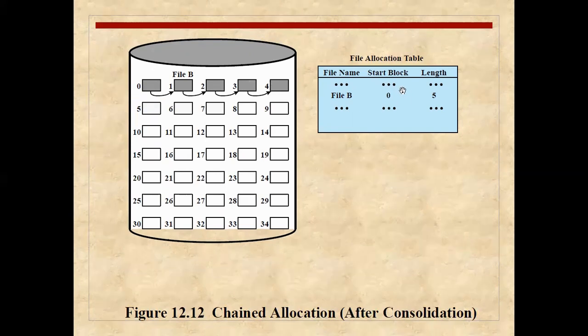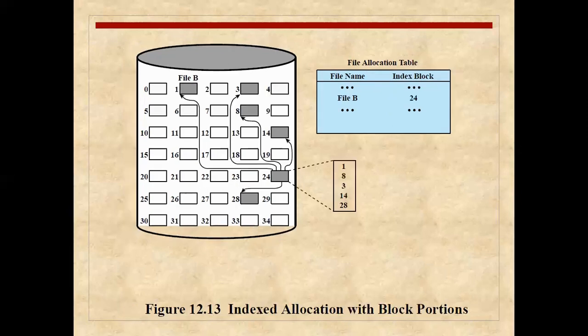Now start block is 0 and the length is 5. This is chained allocation after consolidation. Now the next one, indexed allocation with block partitions. Indexed allocation means, again, in the file allocation table, one field is not there, only the file name and the index block is there. You are not having the length field here.